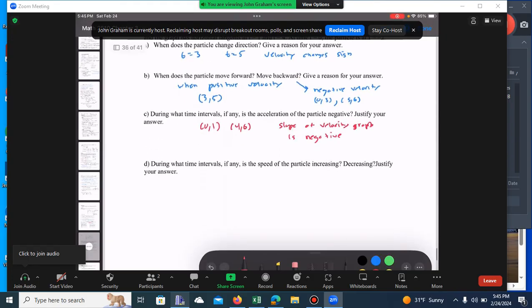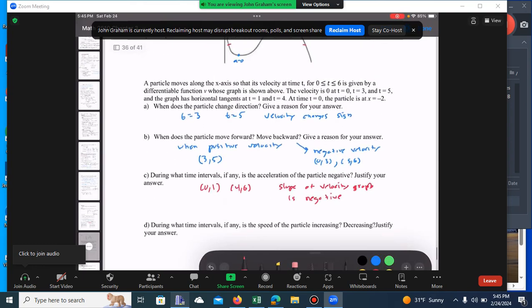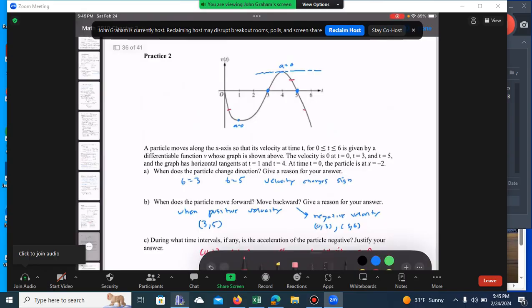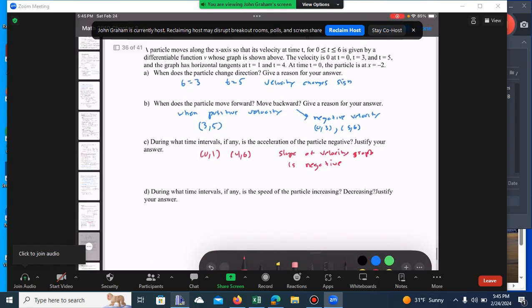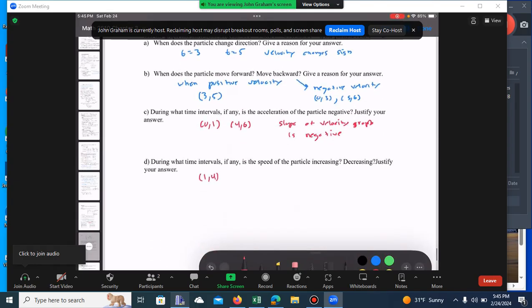And during what time intervals, if any, is the speed of the particle increasing or decreasing? Increasing would be when your slope is positive, so that'd be from 1 to 4. That's specifically for the velocity. They did ask for speed. Let's do this. Hold on a second. Let's do this with the graph, a number line, I mean.